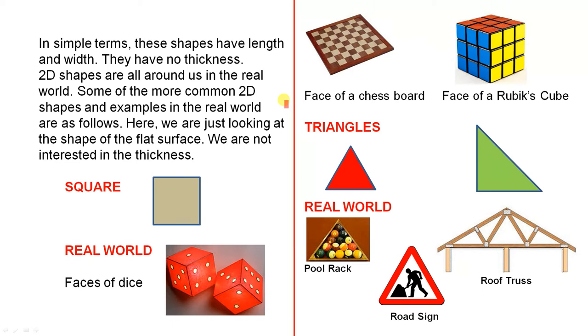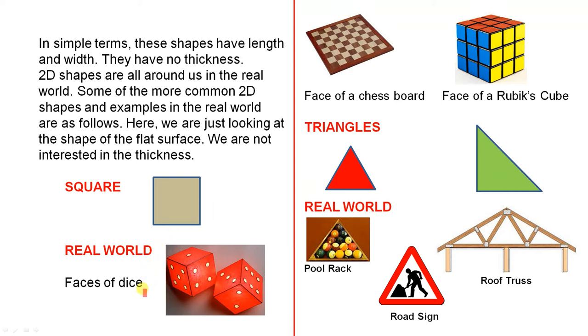Some of the more common 2D shapes and examples in the real world are as follows. Here we are just looking at the shape of the flat surface. We are not interested in the thickness. So the square is a very popular 2D shape. Now let's look in the real world.